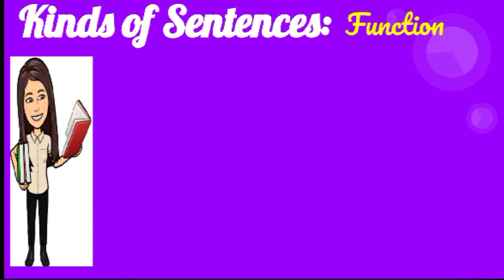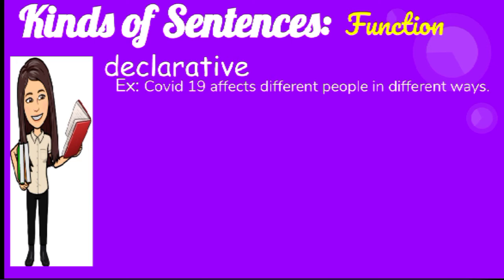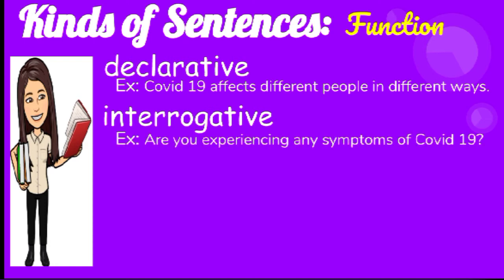The first one is the declarative sentence. Declarative sentences are the sentences that state an idea and end with a period. Example, COVID-19 affects different people in different ways. Next, interrogative sentence. Interrogative sentence asks a question and ends with a question mark. Example, are you experiencing any symptoms of COVID-19?